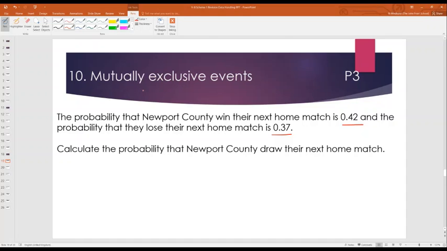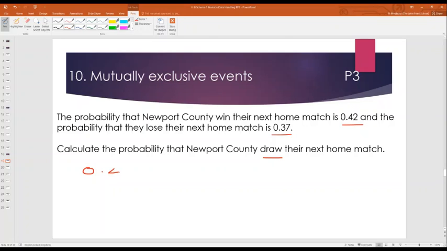Okay, so mutually exclusive, remember, means that it's like an independent event. So based on what happened before has no effect on this outcome. Okay, so the possibilities for Newport County in the next home match are either win, lose, or draw, aren't they? And we've already discussed in this video the probability always adds up to 1. So if they can win is a 0.42 chance and lose is a 0.37 chance, then the probability that they draw must be whatever else we need to make this add up to 1.